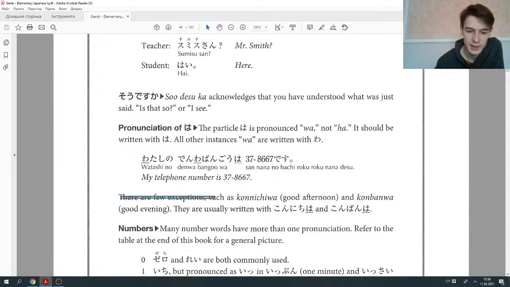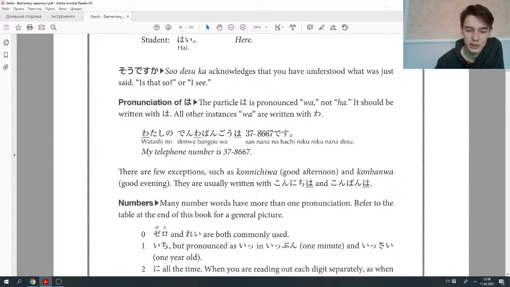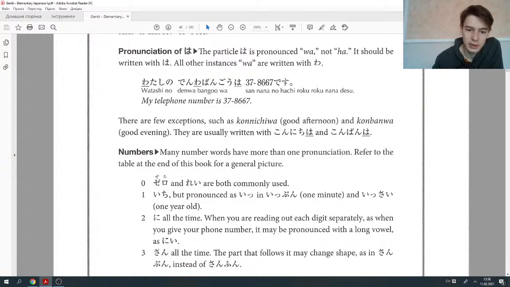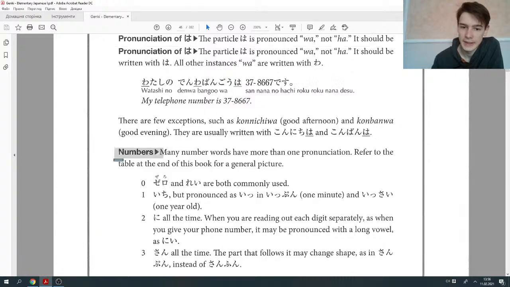As I said, they're usually written with konnichiwa and konbanwa. So that's just two examples: good afternoon, good evening. You can remember them, it's not that difficult. Numbers. Many words have more than one pronunciation. That's quite important. I haven't memorized all of it yet. Refer to the table at the end of this book for a general picture. Okay, we shall do that later.